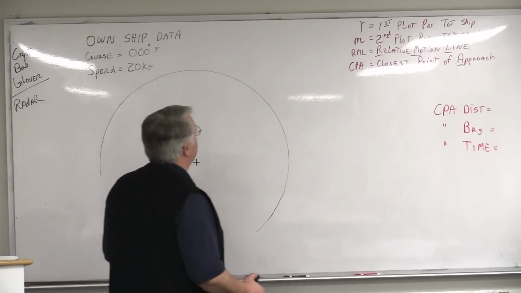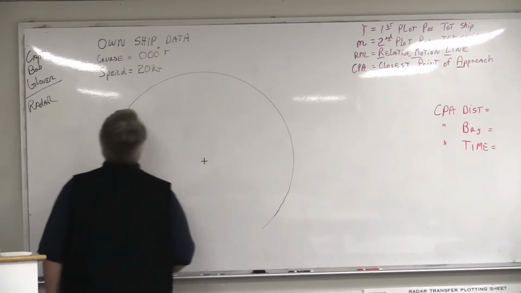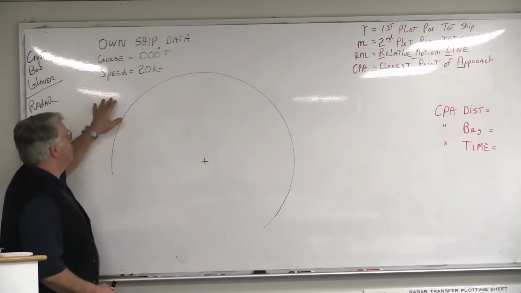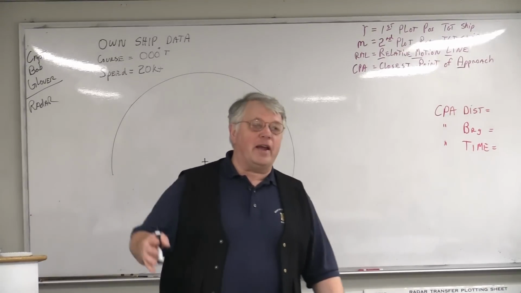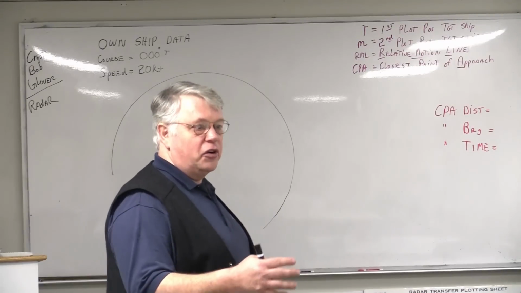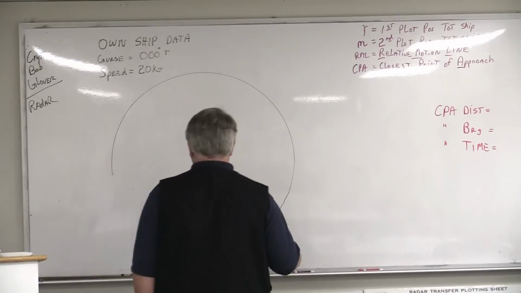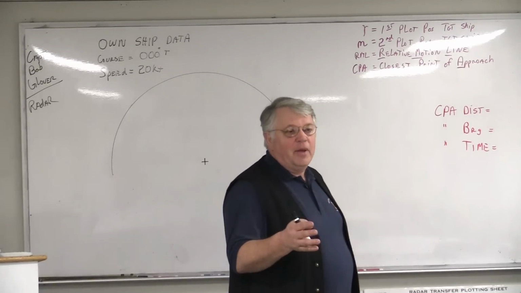All right. Let's go ahead and start a plot. And first of all, we've got to have our own ship data. So I wrote that up here on the board. We're at 000 degrees true at 20 knots. So our story is that we just came around Cape Hatteras and we're northbound heading for New York. And it's a beautiful sunny day out. And we want to practice our plotting because we haven't done it, maybe in a couple of weeks.